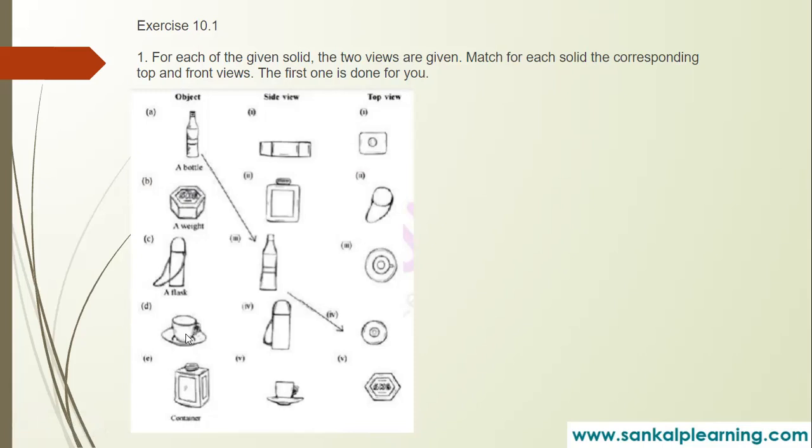Next, cup and saucer. See, it is the last one and the third one. Yes, this one, the third one. Next, tin or container, B, and the top view is the first one.